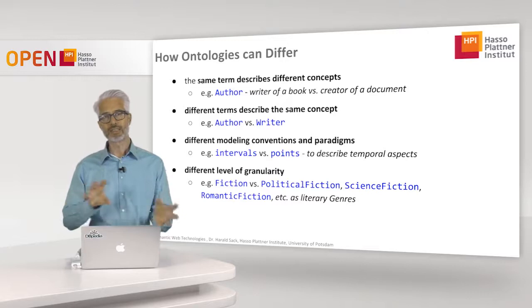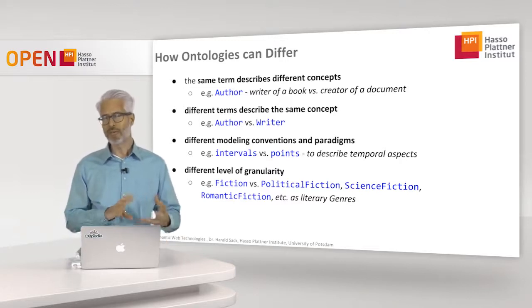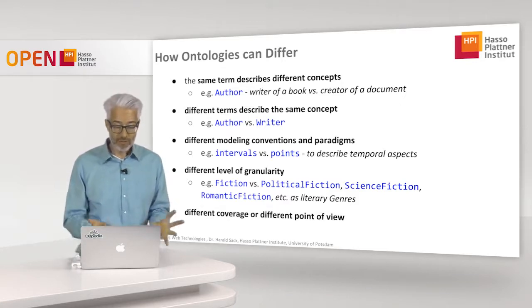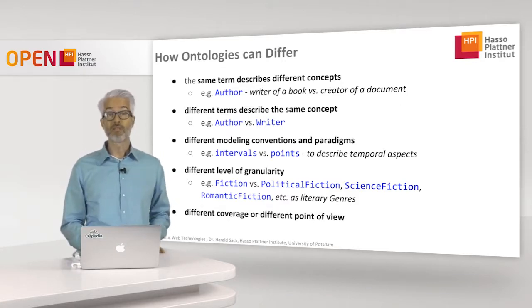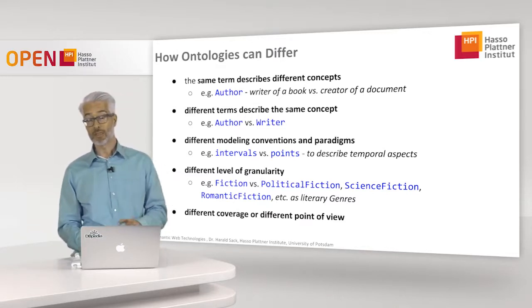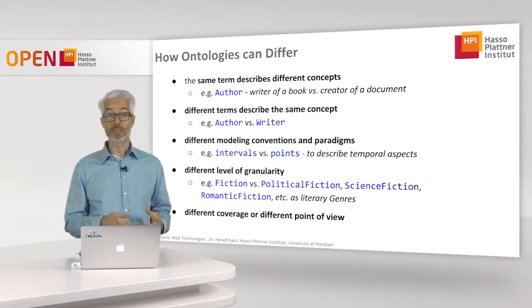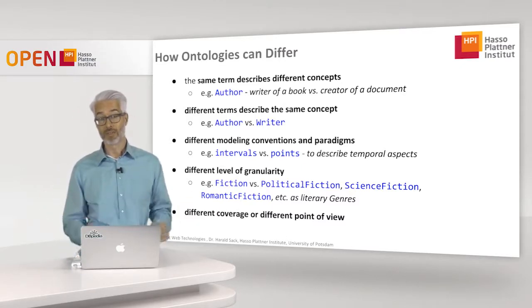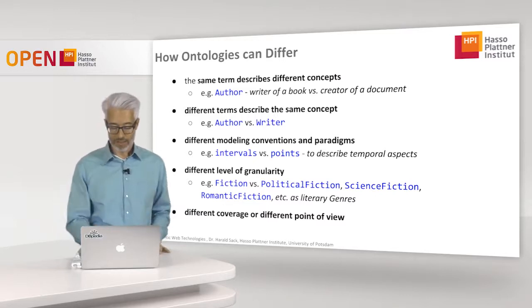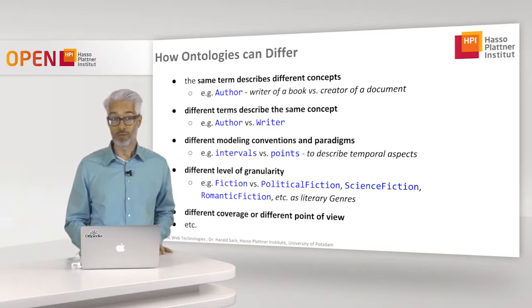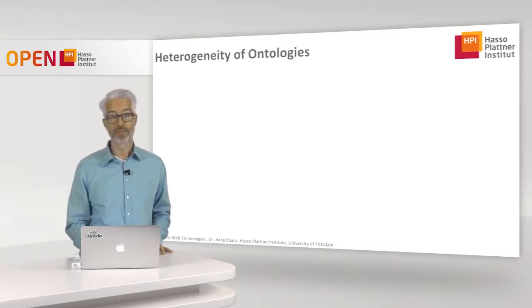So also these have to be matched because they belong somehow together. There is a relation between the two of them. And then, of course, the ontologies might have different coverage, or they might follow different points of view. The authors might have different intentions, so therefore modeling and representation differs. But we will see what can happen there. So there are many, many possibilities how ontologies might differ.